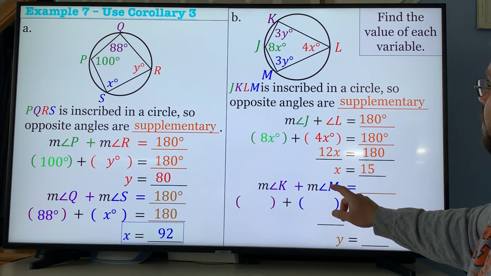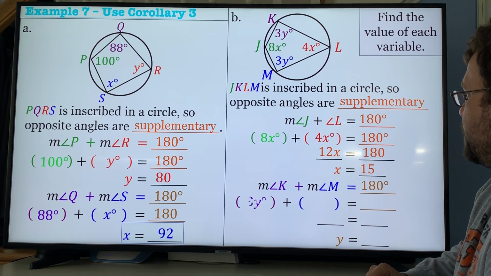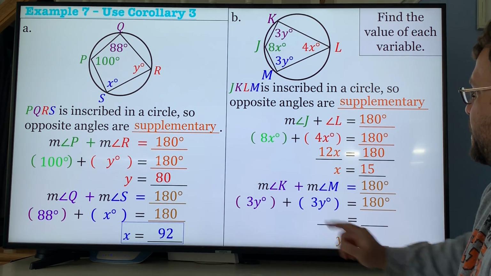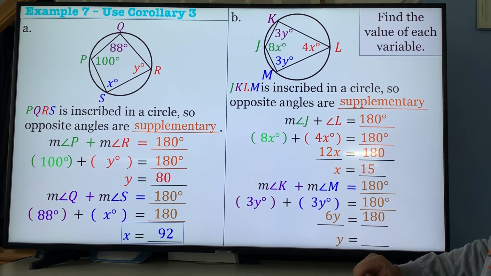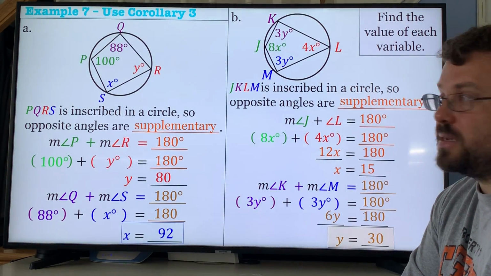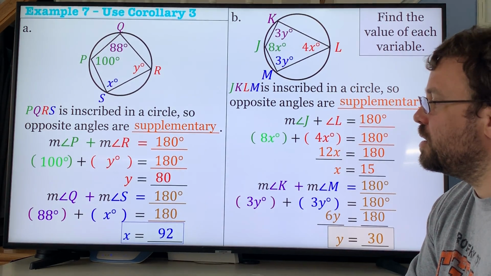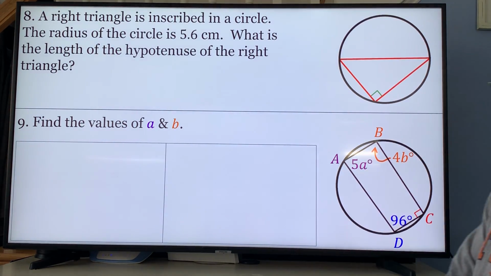K plus M. All right? 3y and 3y equals 180. 3 plus 3 is 6y is 180. Divide both sides by 6 and y equals 30. All right? Very easy concept to use. Any questions with these? Email me, contact me. All right, let's look at problem number 8.